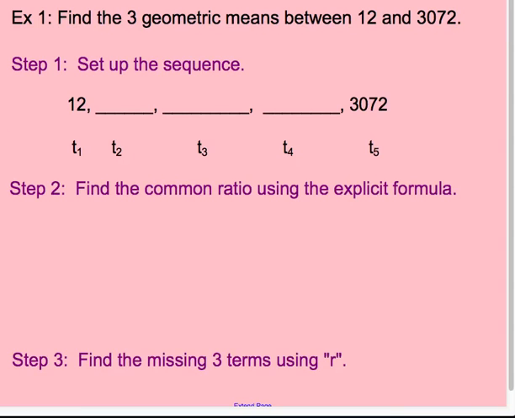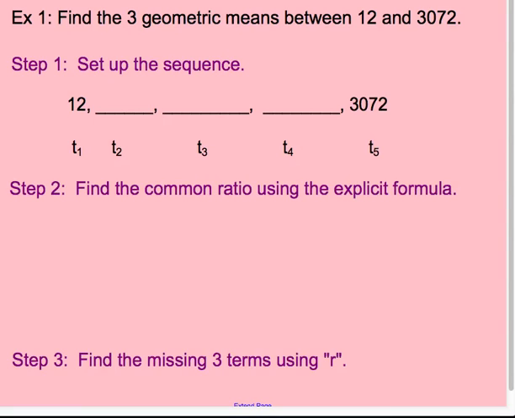So first we're going to find the 3 geometric means between 12 and 3072. So similar to what we did with our arithmetic sequence, we set it up, we're missing 3 terms in between the 2 that we know. So we have the first term and the 5th term.